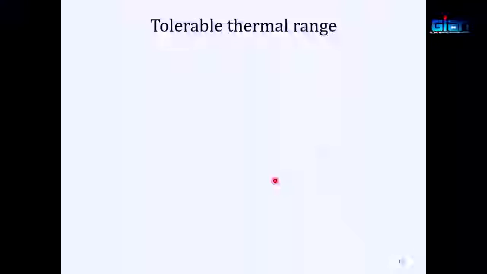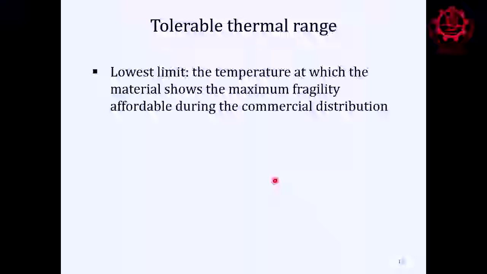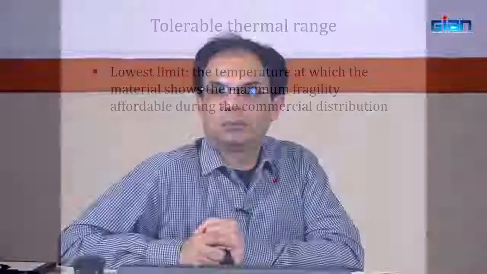Another important thing for packaging material is the tolerable thermal range. What does tolerable thermal range mean? The lowest limit is the temperature at which the material shows maximum fragility affordable during commercial distribution. That's what I was giving as an example, that if you have a polymer and you keep on lowering the temperature, at some point the material becomes very fragile and can break during commercial distribution, then that's the lowest limit, because you don't want to go lower than that because it's going to fail, right?